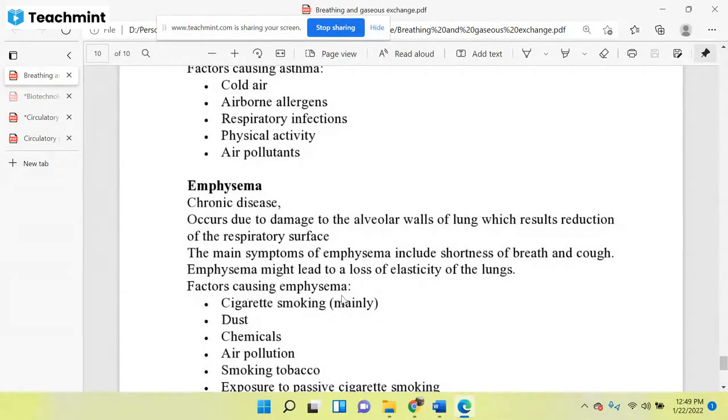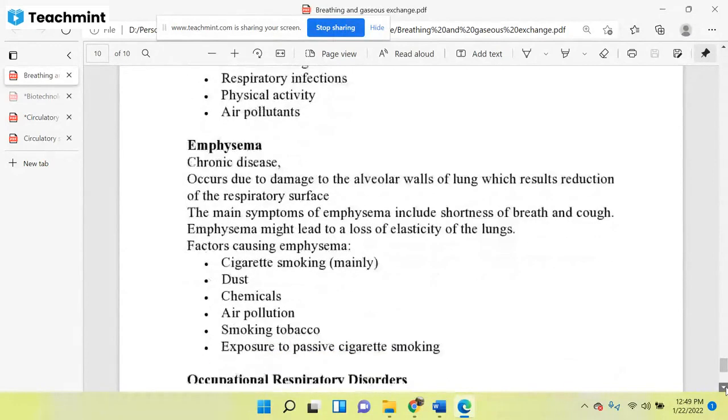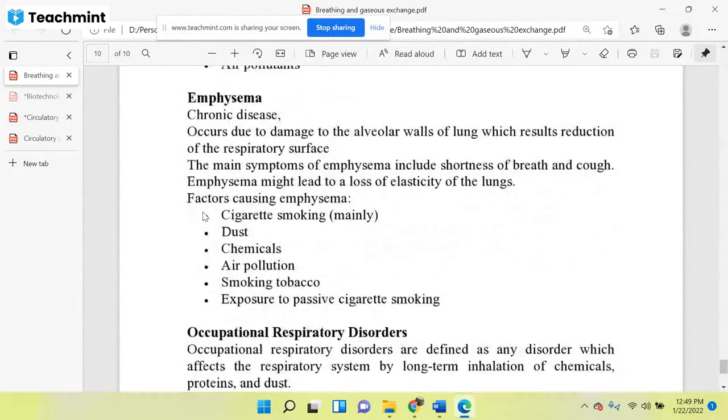Factors causing emphysema. Certain causes will promote this disease, emphysema. So here: cigarette smoking, dust, chemicals, air pollution, smoking tobacco, and exposure to passive cigarette smoking. All these factors play an important, key role in the progression of emphysema.